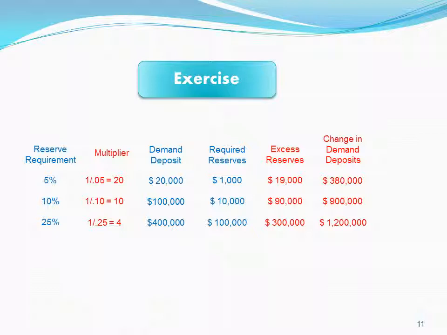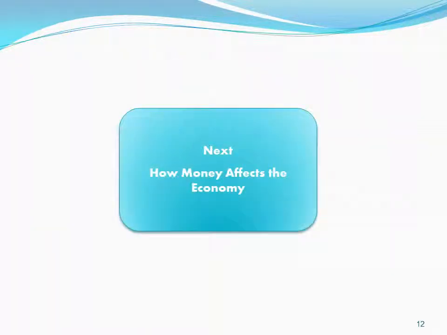So the banking system creates money. Money, as we've seen here, can create lending and spending or economic activity. So money somehow affects economic activity, and we like to look at that connection in a little more detail in the next lecture.